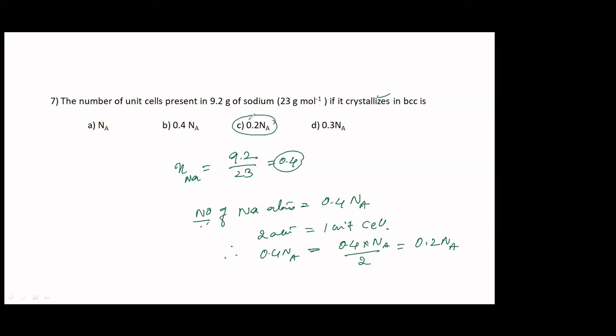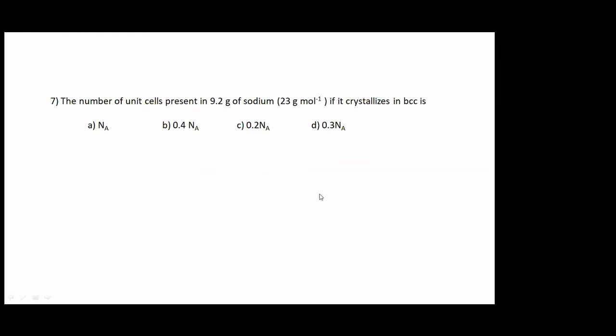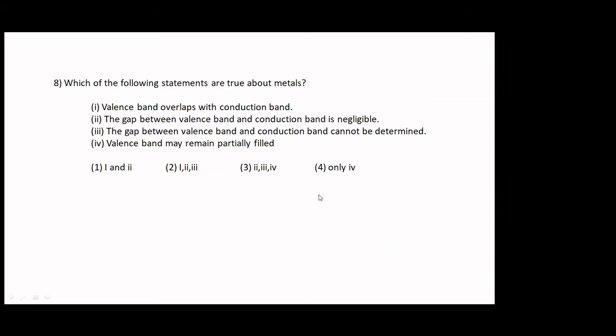Any doubt here? Generally asked question. Okay. If it is FCC, then you should divide it by 4. But because it is BCC, 2 atoms per unit cell. Any doubt here? No doubt. Okay.